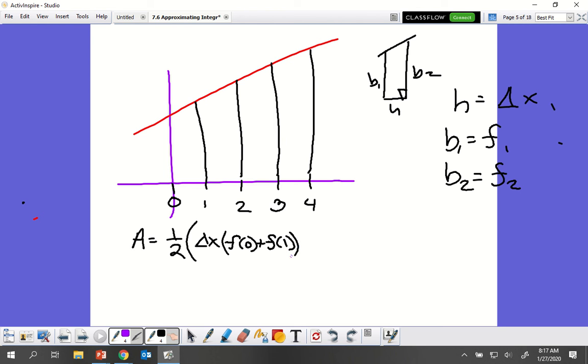So this is going to be my first little area here, isn't it? Yeah? Okay, good. Now what about the second one? Because we're going to add the next one to it. So the area for the next one is going to be, okay, you always have to start with this, right? So it's my delta X, because I took out my 1/2, because every single one of these is going to have a 1/2. So it's going to be a delta X again, and my B1 plus B2. So that's going to be F of 1 plus F of 2, right?